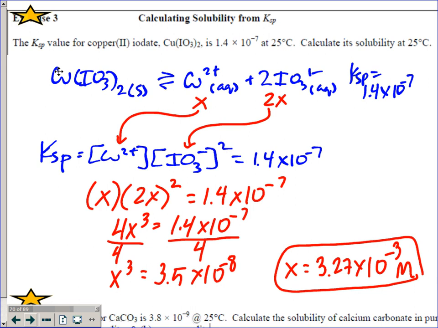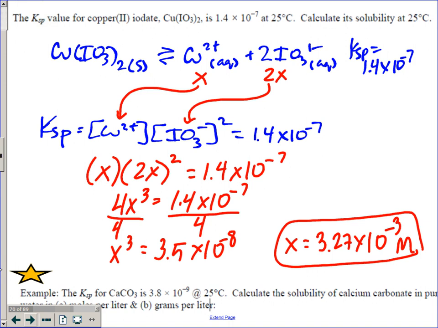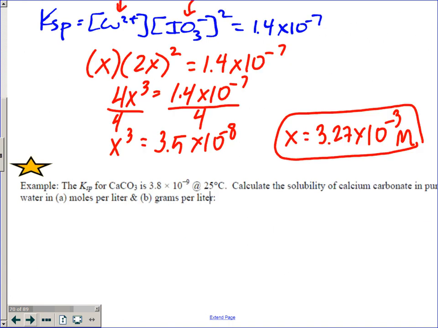So in reference to this, do make sure you're putting 2x in parentheses squared. That is also a common mistake I continue to see mathematically, because 2x squared is different than 2x parentheses squared. So 2 squared is 4, x squared times 1x is going to be x cubed. Then you're dividing by 4, and then what are you doing? Cube rooting. You can either cube root in your calculator or raise everything to the 1/3 power, and that's the same as cube rooting, and we should get approximately this. 2 sig figs though, so round this to what? 3.3 times 10 to the negative third molar.